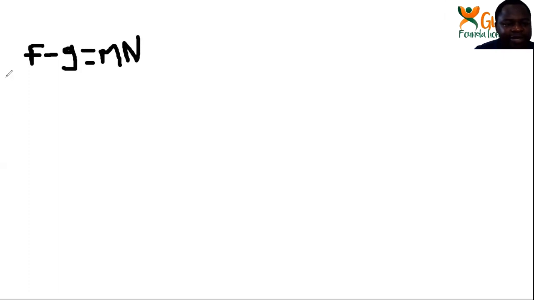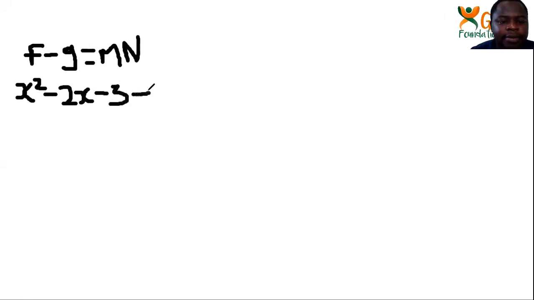Okay, now what is the function f? So we say this: x squared minus 2x minus 3, minus the graph of g, which is x plus 1, which is equal to MN. MN is equal to how many units? It is equal to 6 units.